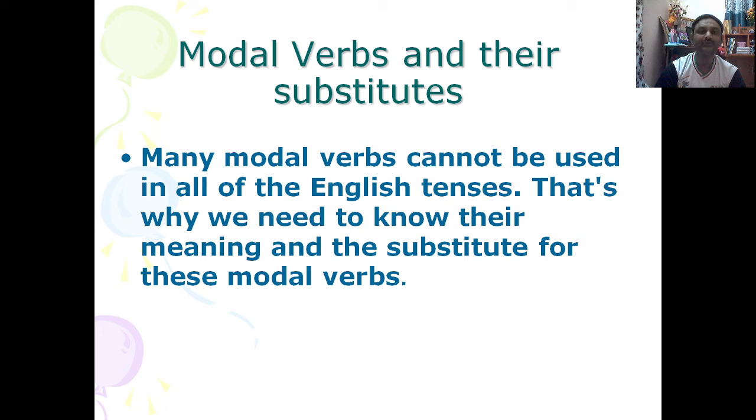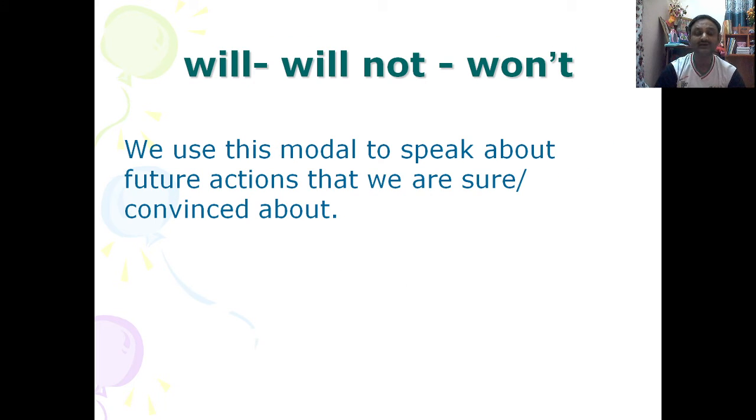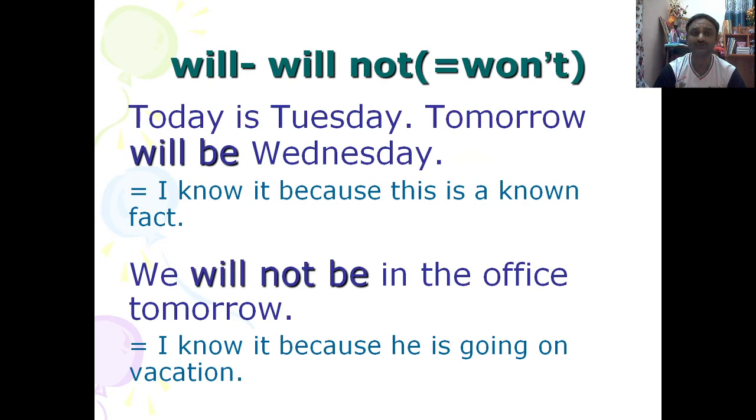Many modal verbs cannot be used in all of the English tenses. That is why we need to know their meaning and the substitutes for these modal verbs. So we are going to see the meaning and the substitute and the replacement of these modal verbs. You can watch this in the bold letters. It is written will and will not. We use this modal to speak about future actions that we are sure or rather convinced about.